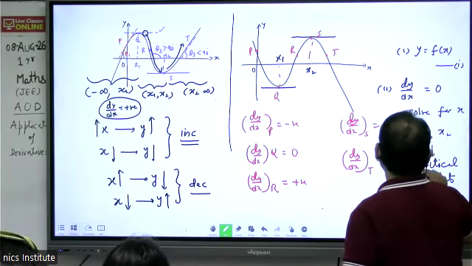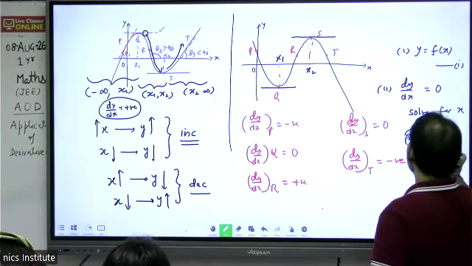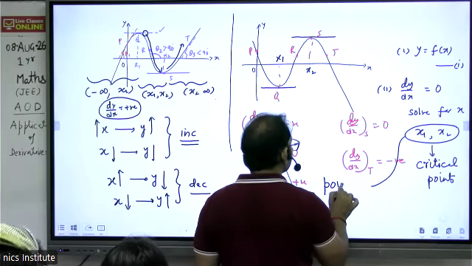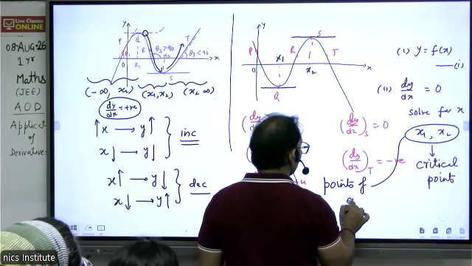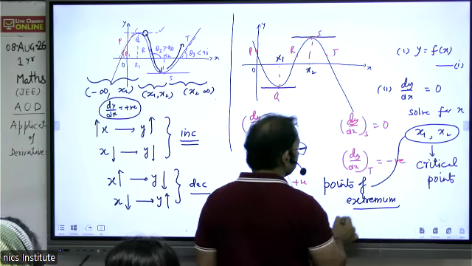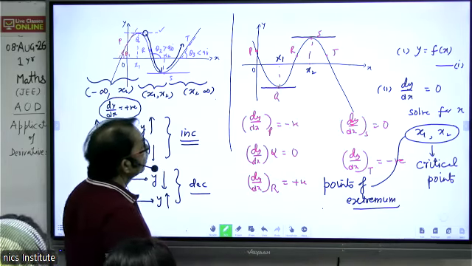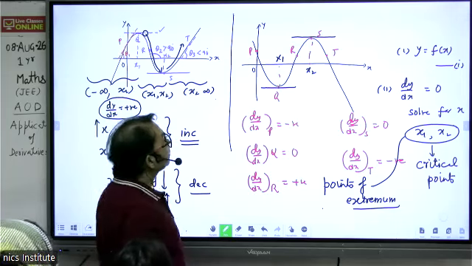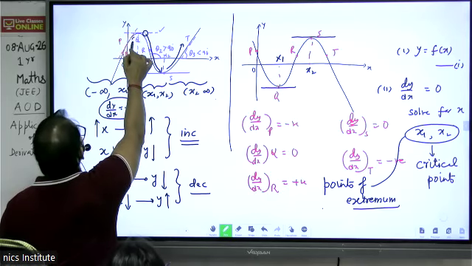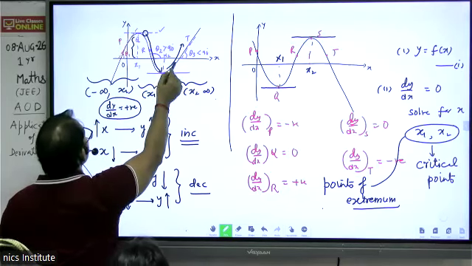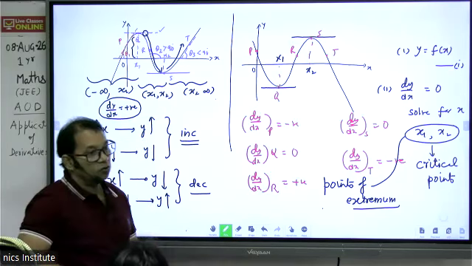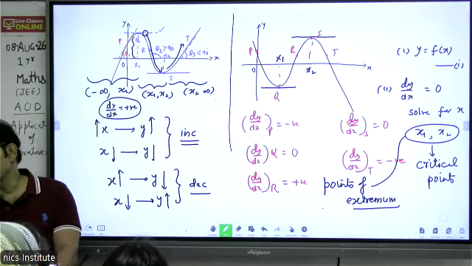And these points are called points of extremum. Why points of extremum? Because at these points, function is locally maxima or minima. It is extreme. Like around x1, at x1 the function is maximum, and all around x2, x2 is the minimum. So these are points of extremum. That is, it could be minimum also, it could be maximum also.